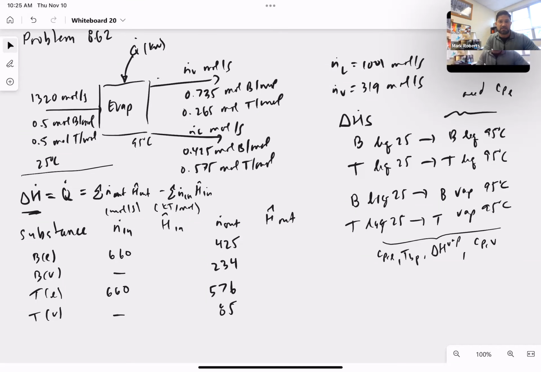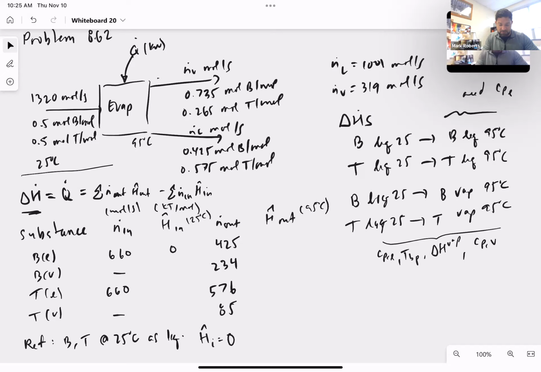The reference state doesn't have to be the same for different species if there's no reaction occurring. So here we're going to say the reference state is benzene and toluene at 25 degrees C as a liquid. In these cases, the enthalpy at this state is equal to 0, because that's what it means for our reference state. Both of the entering streams are at 25 degrees C and the outstreams are at 95 degrees C. So I'm going to make that note on my table.